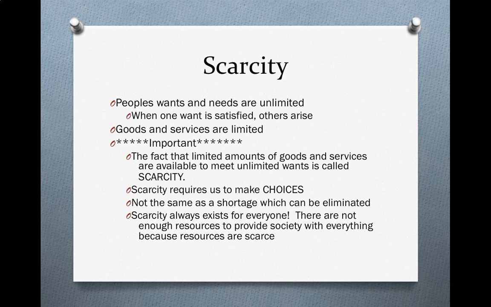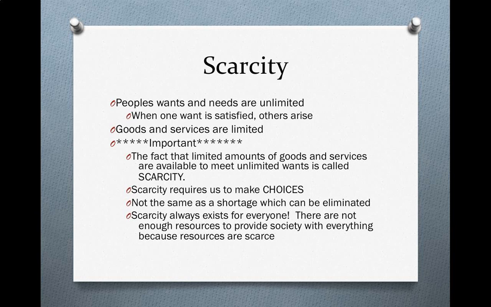I've already said that people's wants and needs are unlimited. When one of our wants is satisfied, something else comes along that we want. But goods and services are limited. It's very, very important that you understand that limited amounts of goods and services are available to meet our unlimited wants, and that is what scarcity is. So there are two sides to scarcity: this idea that we want and need more things than we have resources to meet those needs. Because scarcity exists, it requires us to make choices.